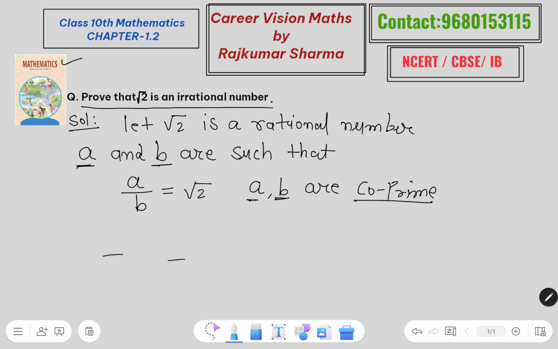Our assumption is that a and b are two integers where b is not equal to 0. Okay, b is not equal to 0, one thing, and the most important thing is that a and b are co-prime numbers. Co-prime numbers means, again I am saying, that a and b do not have a common factor, a common divisor. Okay, so the first thing is that a upon b is equal to root 2. The statement a upon b is root 2 is saying that if we divide a by b, we will get the answer root 2.